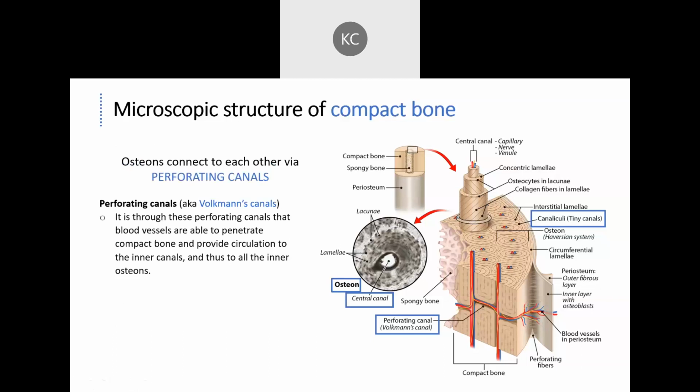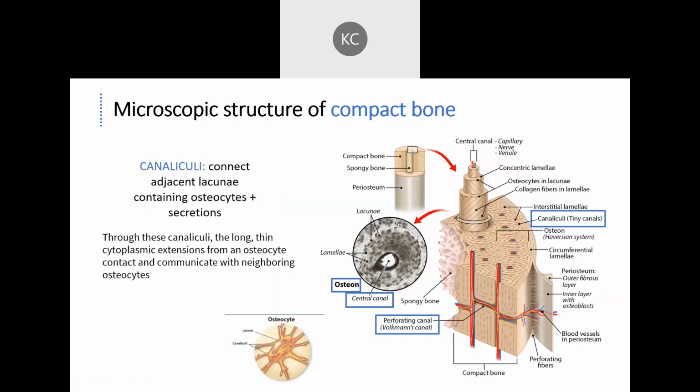Now, off to the side of adjacent osteons, you have what are called perforating canals, or Volkmann's canals. These serve to connect adjacent osteons with each other and allow blood vessels to move from one to the next. So blood vessels can penetrate compact bone and provide circulation to the deeper inner central canals.